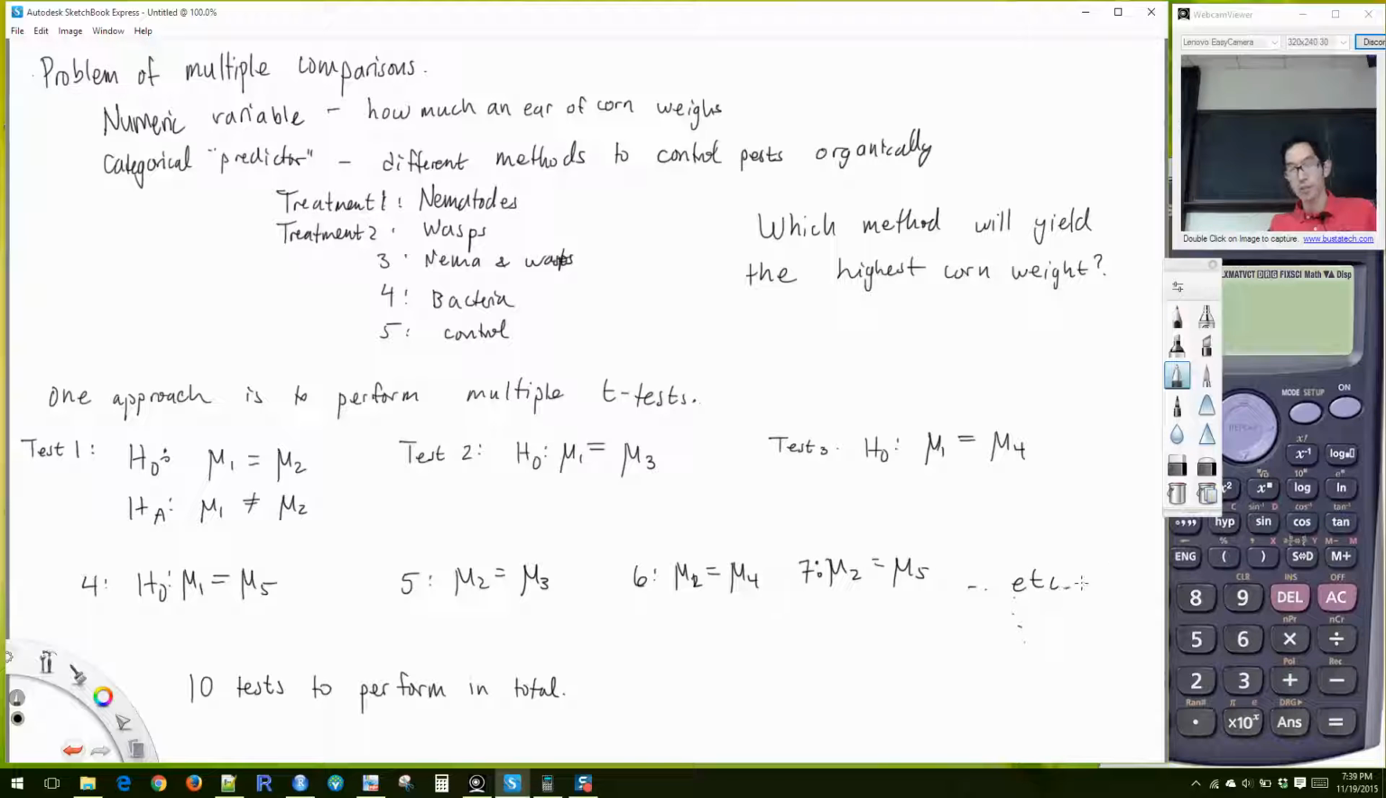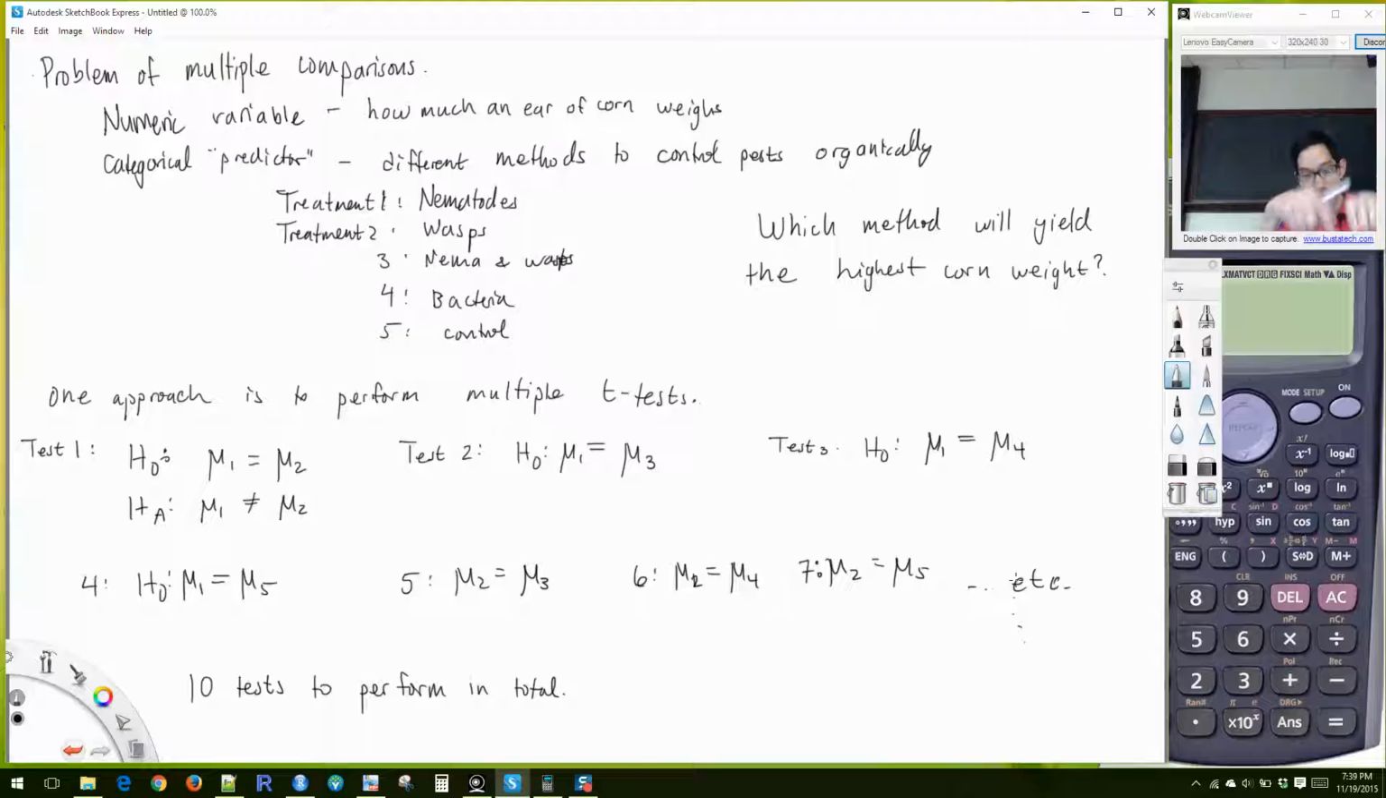Etc., etc., etc. So, is it okay that I'm not writing them all out? Yeah. Okay, so we'd have to perform a bunch of tests. Is that okay? Do we see any drawbacks of this method? So you guys know how to do t-tests, and you can say, is nematodes different from bacteria? Is bacteria different from wasps? Is bacteria different from control? All of this stuff. Problems with this other than the fact that we have 10 tests to perform? Because 10 tests, I mean, if you've got a computer, it's not very hard.